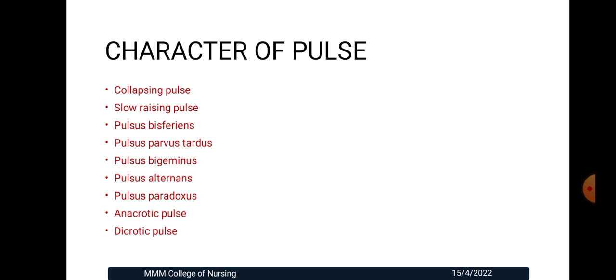And coming to the characteristics of pulse, there are different characteristics of pulse: collapsing pulse, slow rising pulse, pulsus bisferiens, pulsus parvus et tardus, pulsus bigeminus, pulsus alternans, pulsus paradoxus, anacrotic pulse and dicrotic pulse. We will see them one by one.